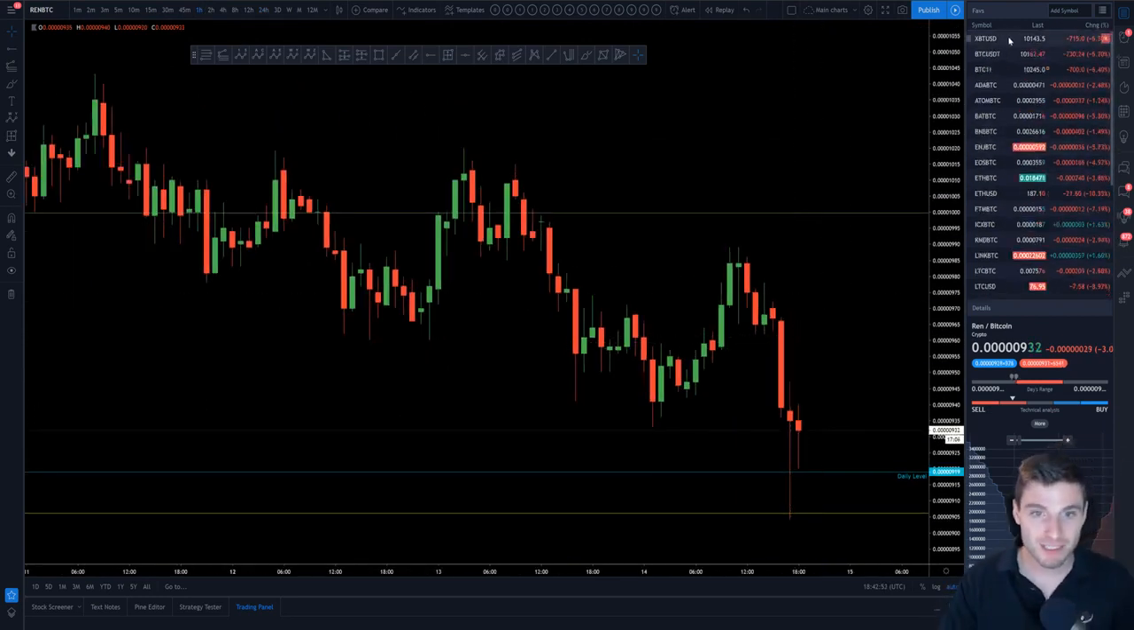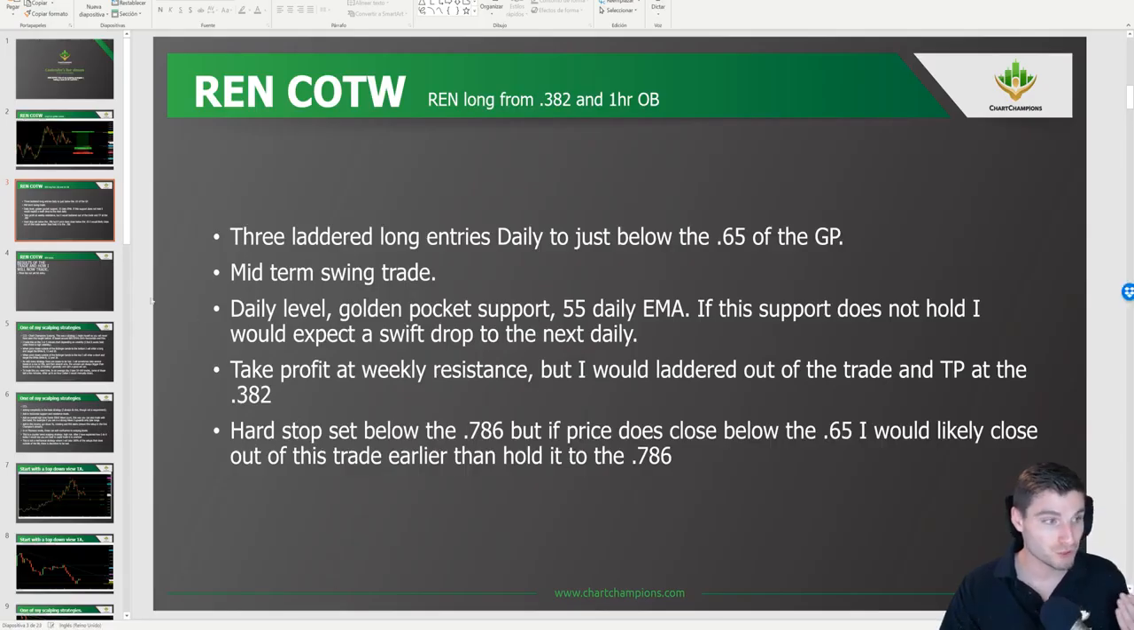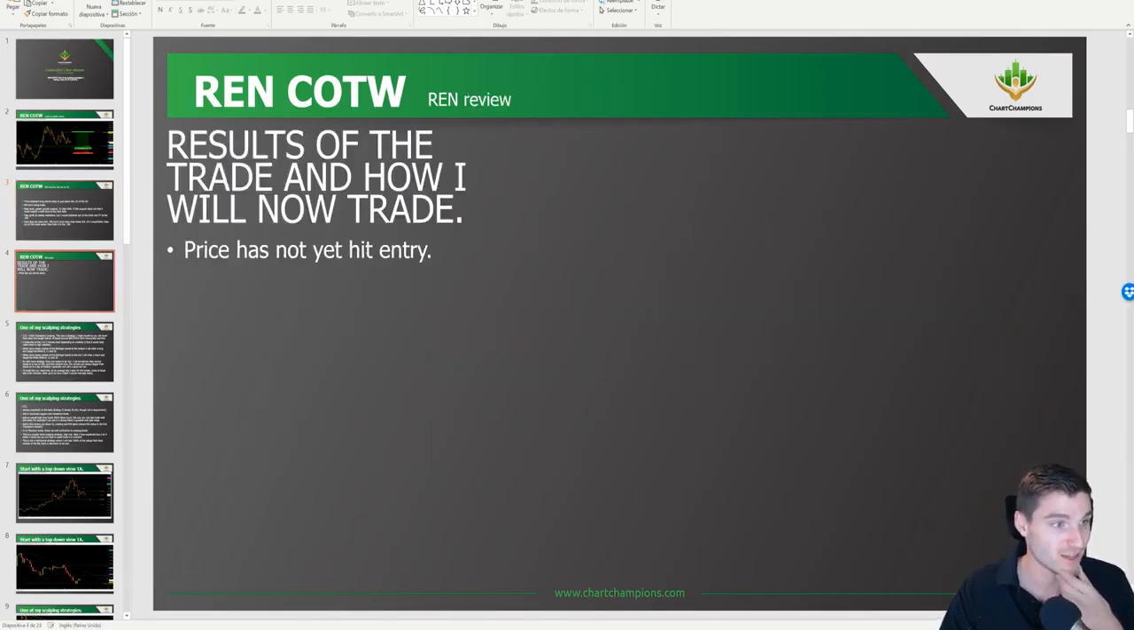But yeah, that's obviously Bitcoin. Okay, now I want to go over to the main focus of today. So this was earlier, obviously results of the trade and how I traded it. Price did not hit entry yet when I was making this, so now it's obviously hit entry, and I've just covered what I'm looking for there. So yeah, we'll have to review this next week, really. So it's going on to my scalping strategy.